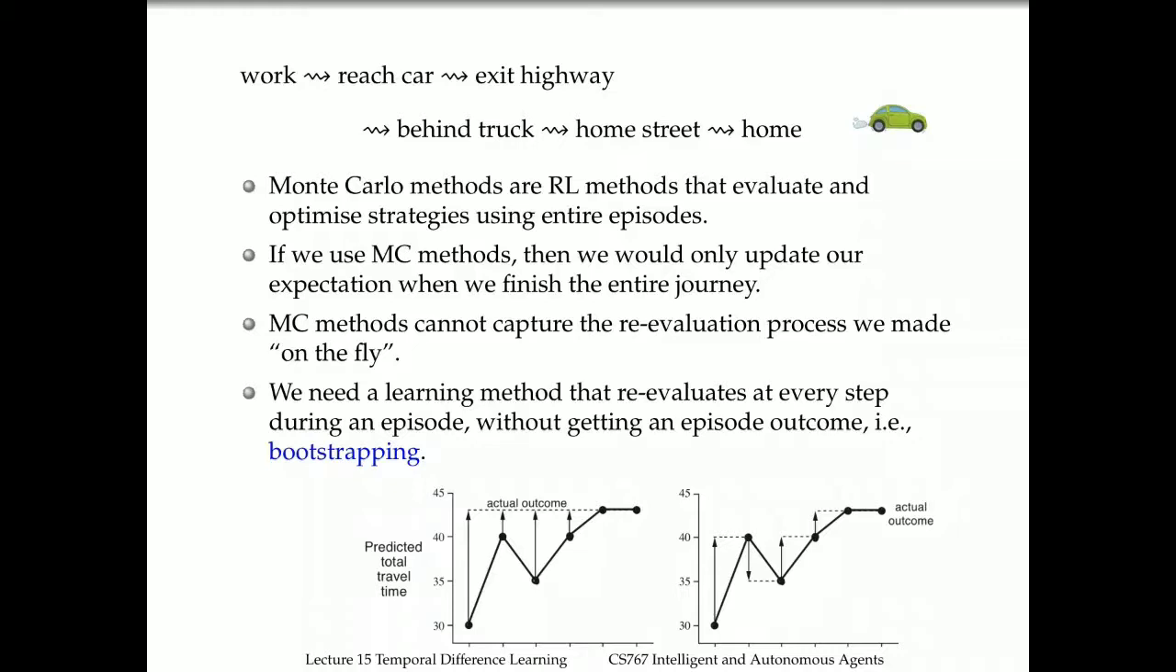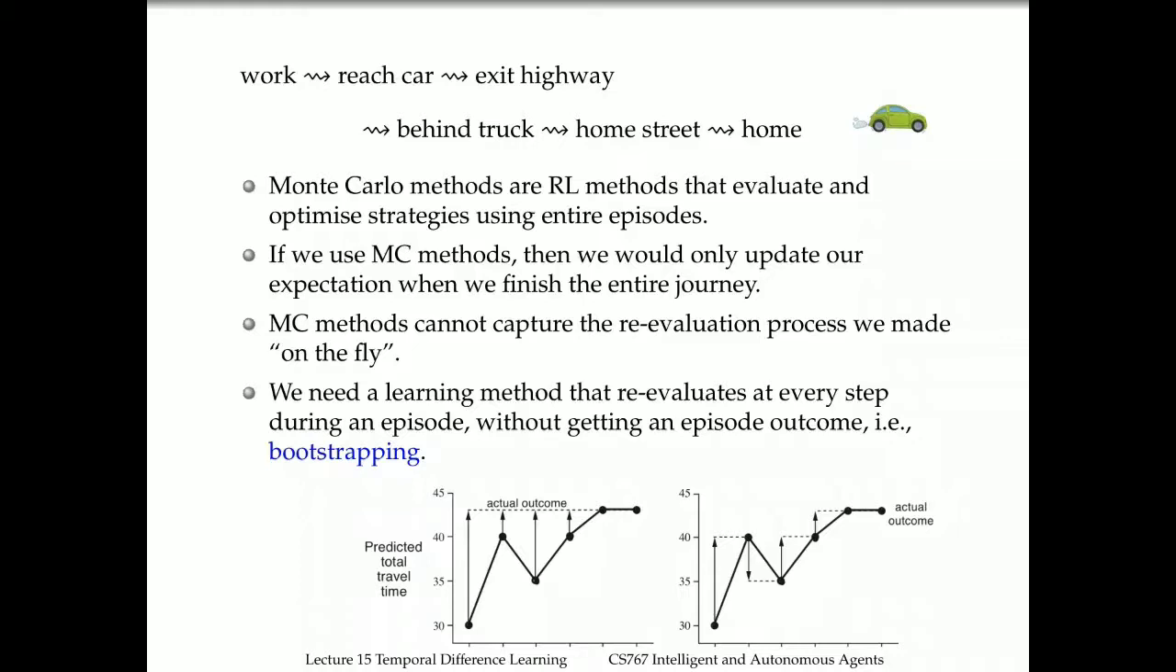So, in fact, if we want to simulate how humans perform, we will need a learning method that allows the agent to reevaluate at every step dynamically during an episode. So this is before the episode has actually finished, right? So how do we do that? If we haven't finished the episode, then we do not know the eventual outcome, right?